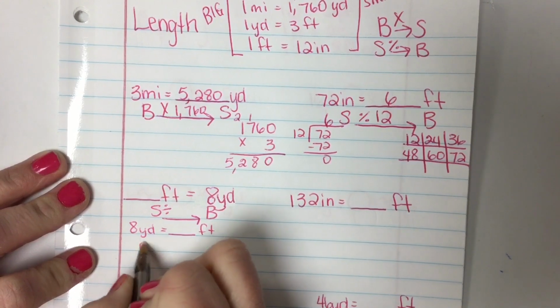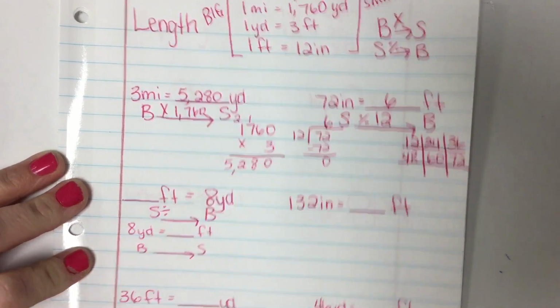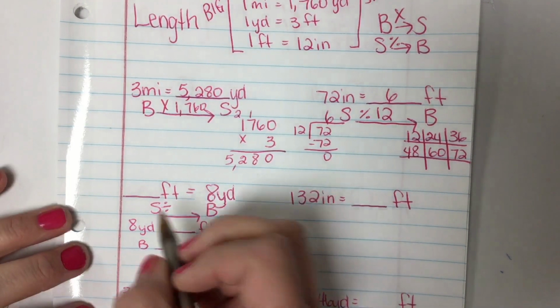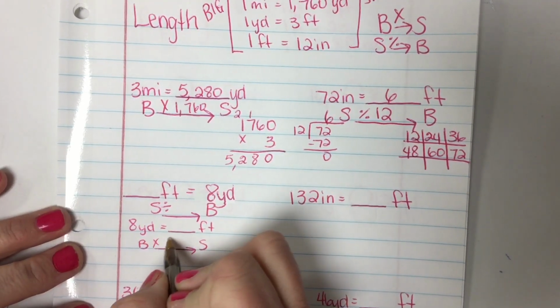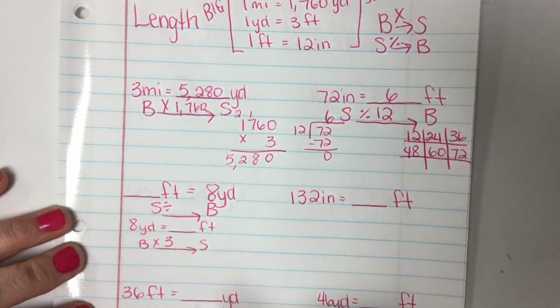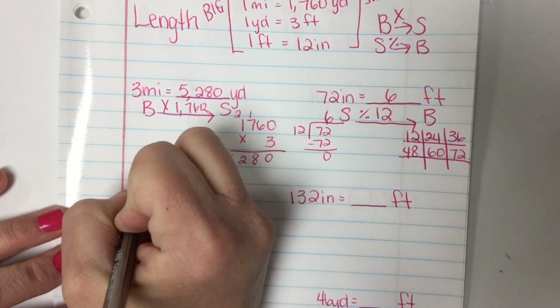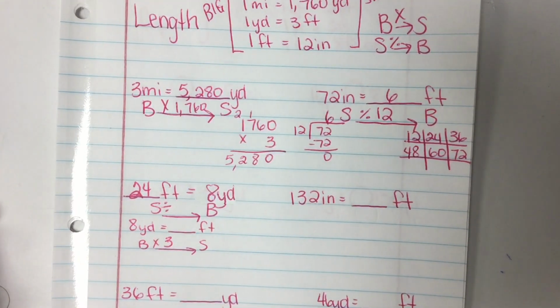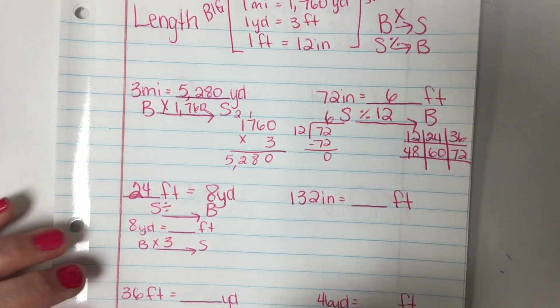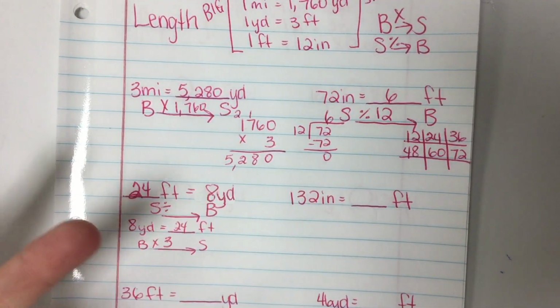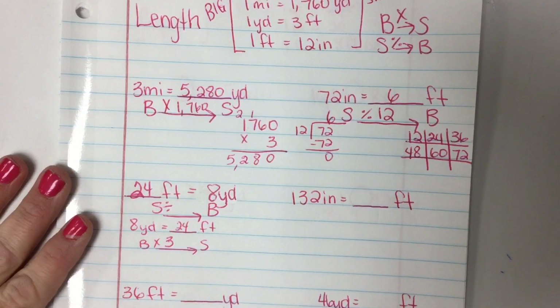And now we're going from a big to a small, okay? It was written backwards, so flip it and make it work backwards. Big to small, we multiply, and there's 3 feet in a yard. So 8 times 3 is 24. That means 24 feet equals 8 yards, okay? All I did was work it backwards. Just flip the problem, all right?